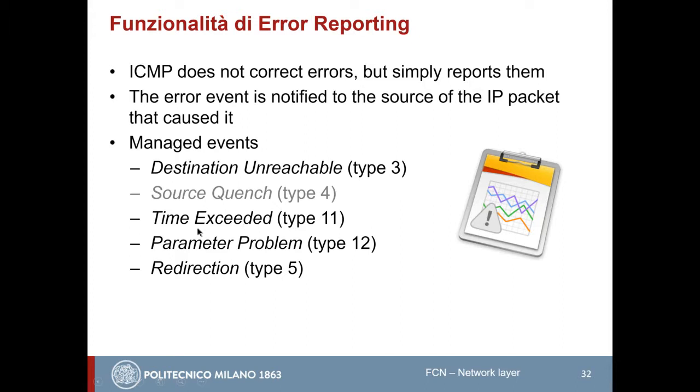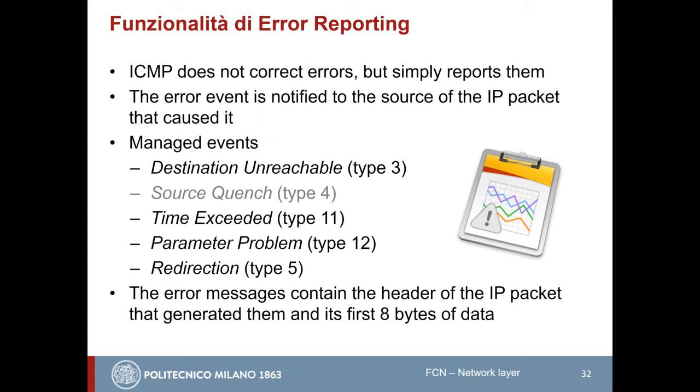Time exceeded is generated when we have time to live which arrives to 0, and the packet has to be discarded. Destination unreachable is generated when the destination is not able to manage the packet. Parameter problem occurs, for example, when an IPv6 packet is received by an interface which only manages IPv4, or vice versa, and we will talk about redirection in a minute.